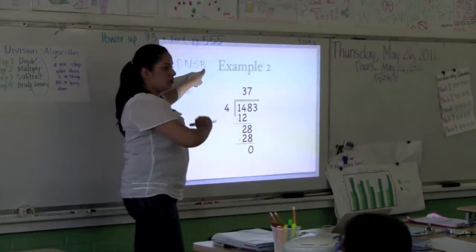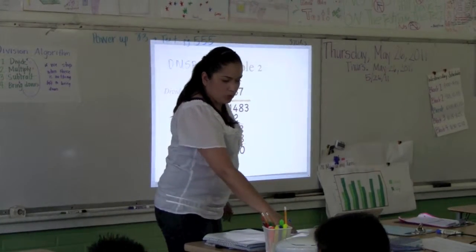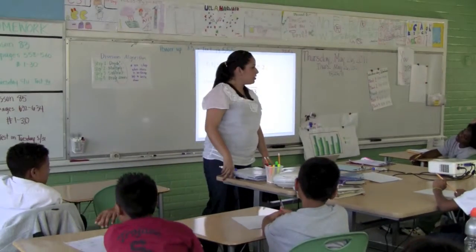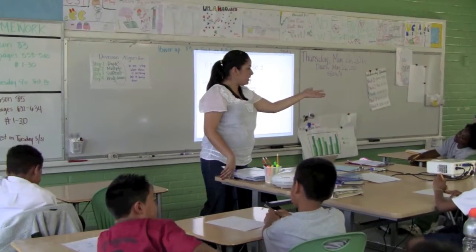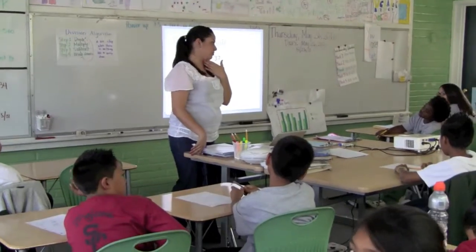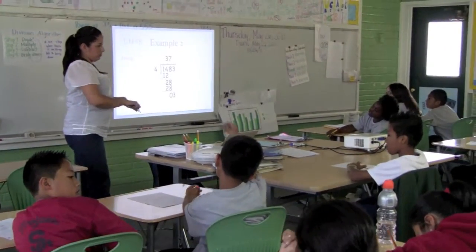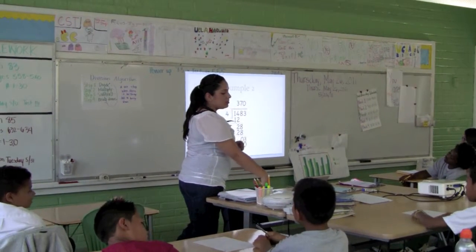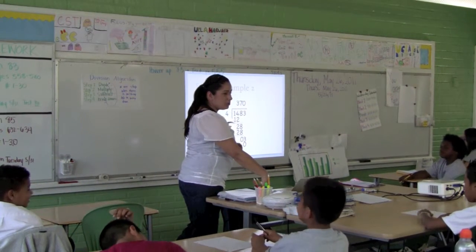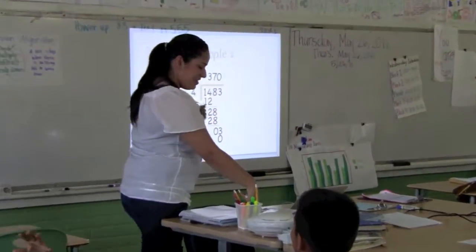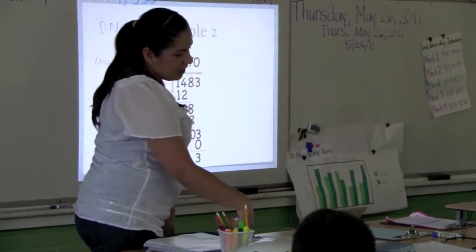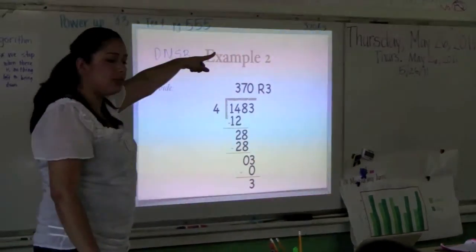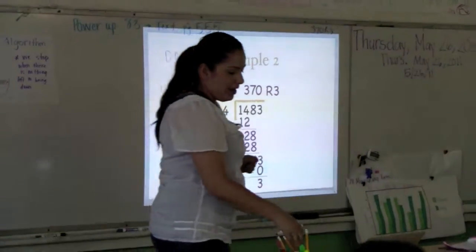Bring down. Christian? Bring down the 3. We brought it down, so we have to start all over. Isaiah, what's 3 divided by 4? 0. Very good. We can't do it. 0 times 4? 0. 3 minus 0? 3. So it means 0, 3. It's always tricky. And we have 3 left over, so it becomes our remainder. And Leonel was correct. All right.